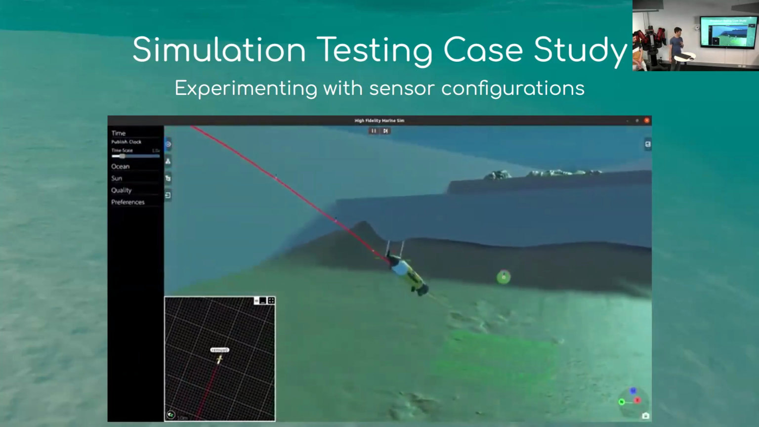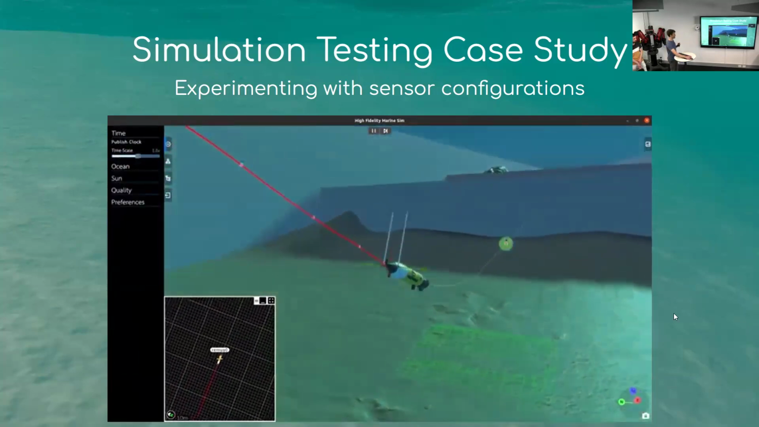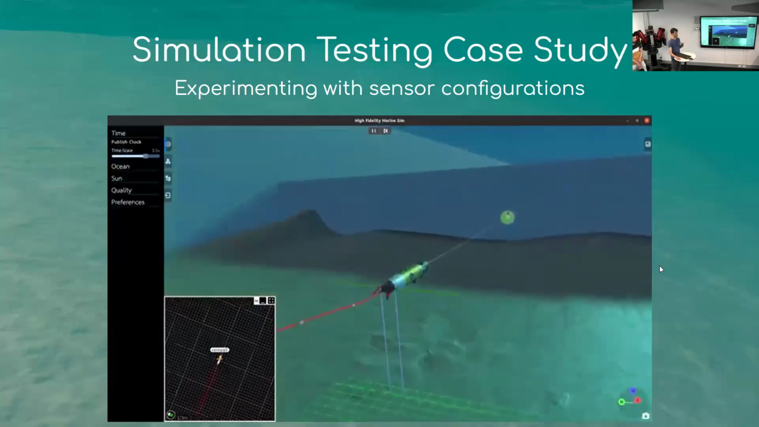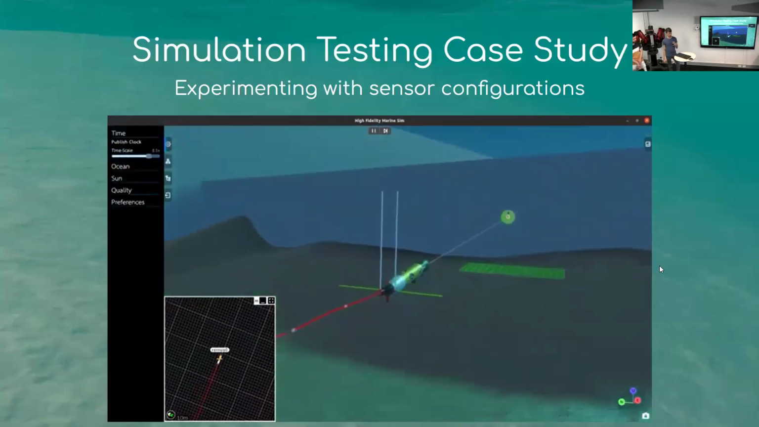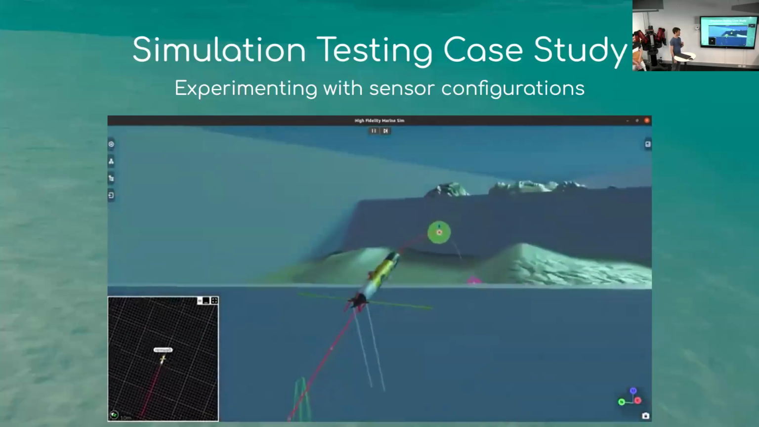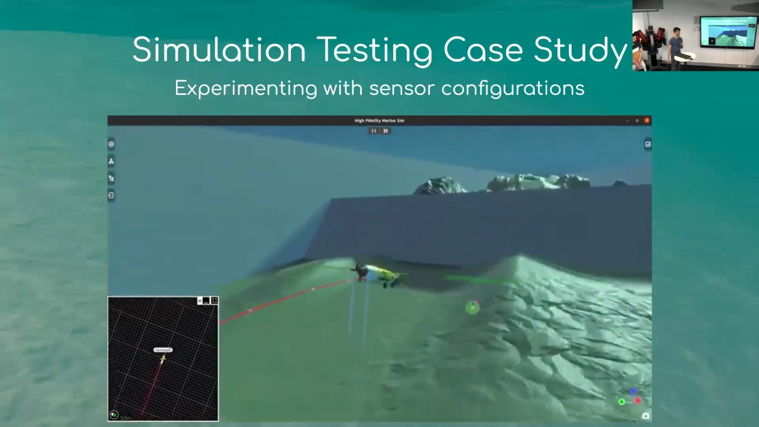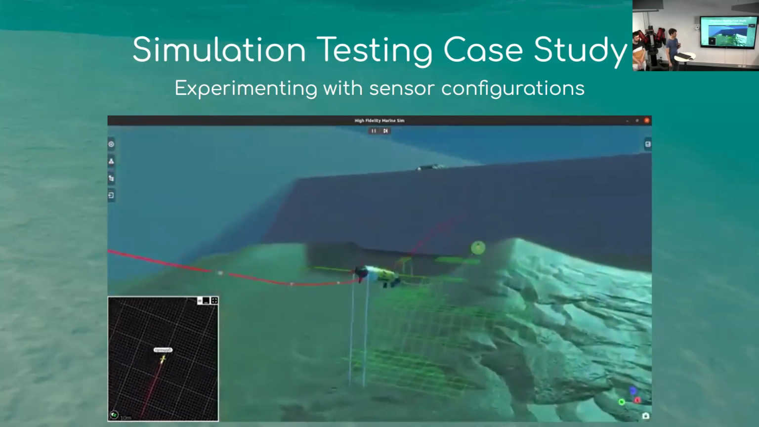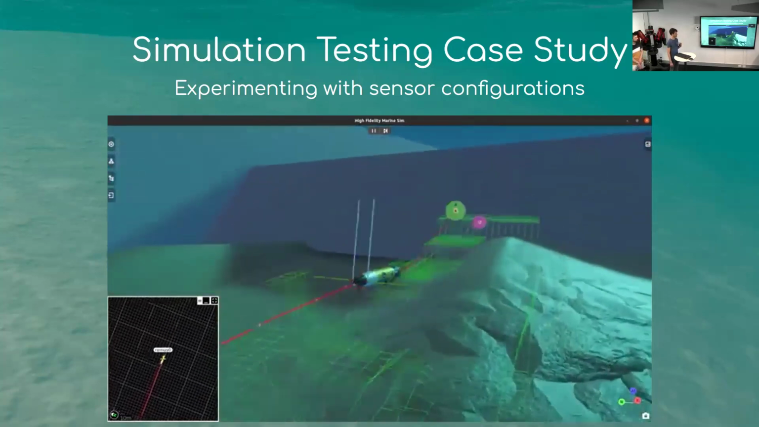So being able to test sensors ahead of time is a huge boon for simulators, and it means that you can save yourself a lot of expensive remanufacturing of your robot, and also a lot of time in having to test these sensors in the real world first.